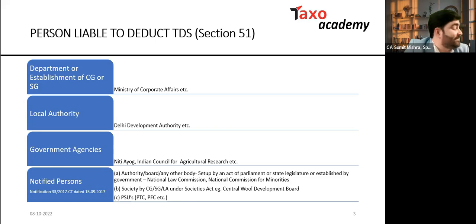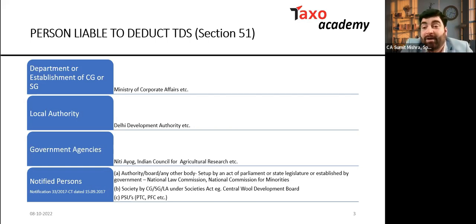The persons who are supposed to deduct TDS are already defined in Section 51. I will discuss them one by one. As you can see on the screen: departments or establishments of central government or state government, local authorities, government agencies, notified persons. I will talk about them one by one.